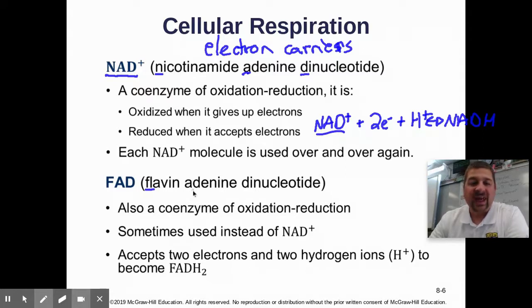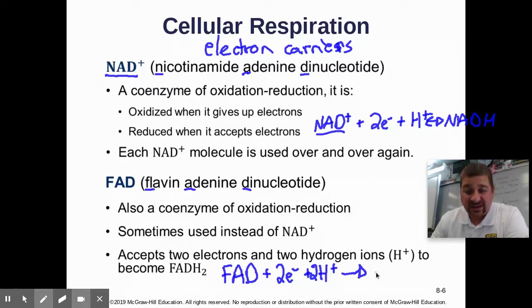Flavin adenine dinucleotide, FAD, is also a coenzyme of oxidation reduction. In some cases, it's used instead of NAD+, and we'll talk about that. It accepts 2 electrons. So notice FAD does not have a charge. So if you add 2 negative electrons, you're going to add 2 positive hydrogen ions, to even out the charges. So that's going to give you FADH2.